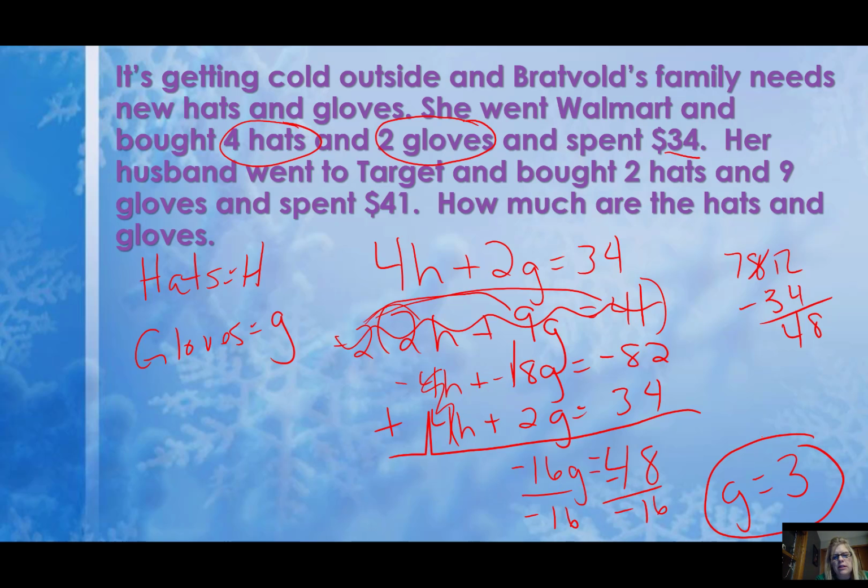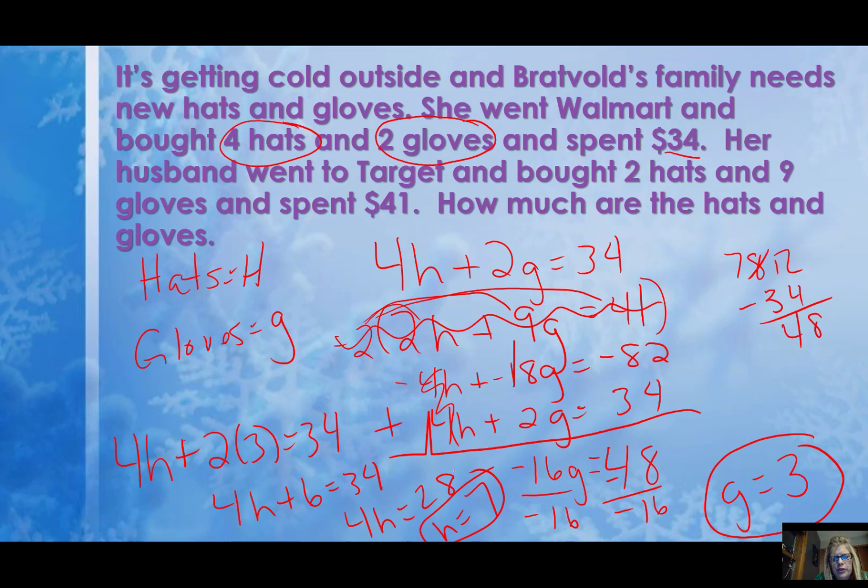How much are the hats? So let's plug it in. I'm going to plug it into the top one. 4H plus 2, and instead of G, I'm going to plug 3 in, equals 34. So I have 4H plus 6 equals 34. 4H equals, I used to be a part of 4H, by the way, back in my day. That used to be a thing. I don't even know if you folks know what it is. All right, equals 28. A hat costs $7. So in my answer, how much are the hats? $7. How much are the gloves? $3 a piece. Oh yeah.